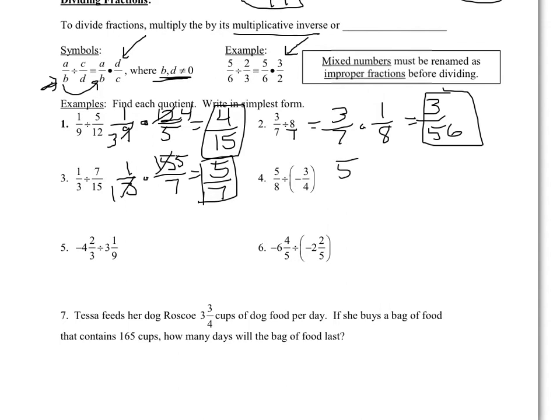Okay, so here, number 4, 5/8 divided by a negative 3/4. The 5/8 is going to stay the same, and we're going to change that to multiply. Now, I put a parentheses around this so you make sure you realize that was a negative 3/4. So our reciprocal is going to be a negative 4/3.